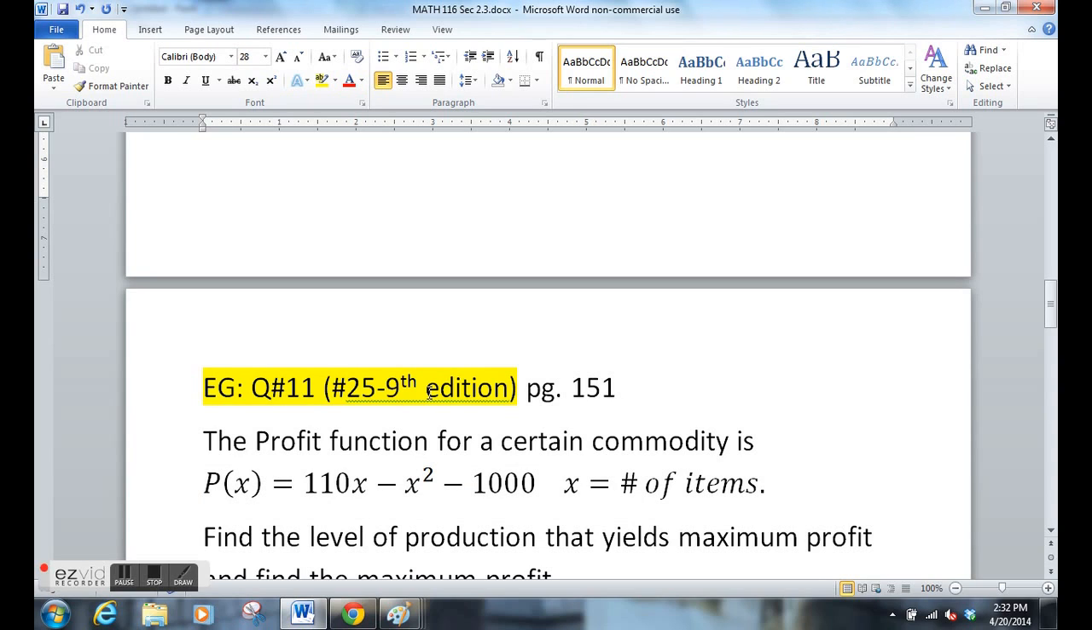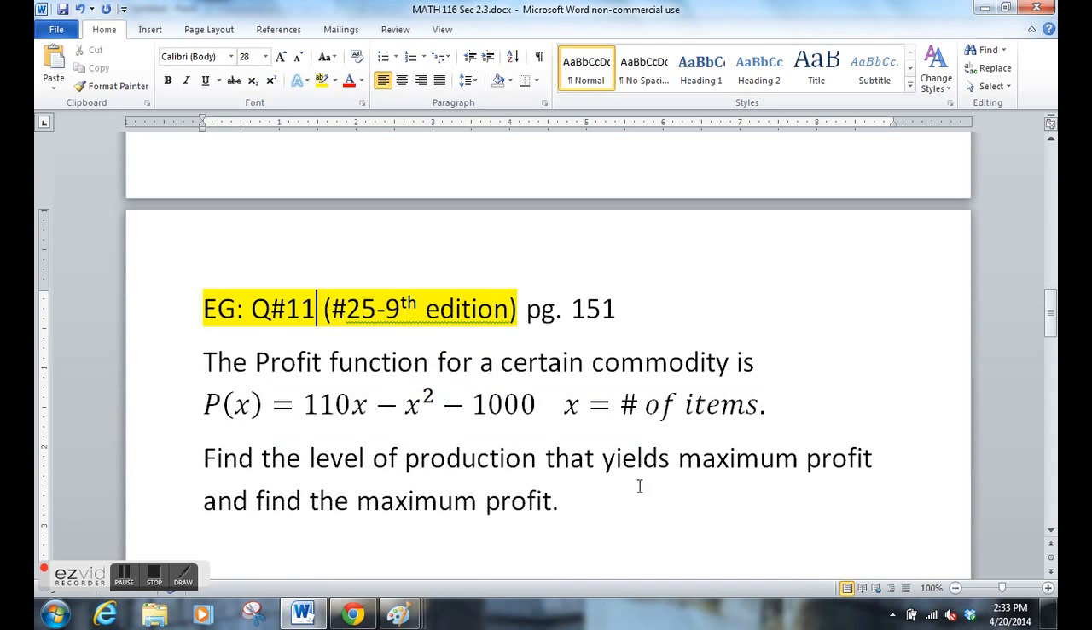The profit function for a certain commodity is P of x equals 110x minus x squared minus 1,000. X is our number of items. Find the level of production that yields maximum profit. So basically, how many items should you make for maximum profit?